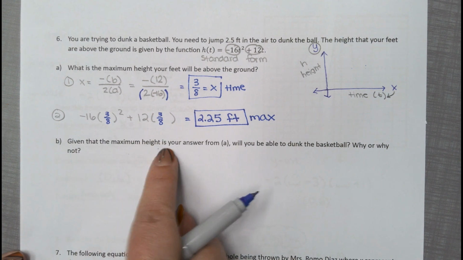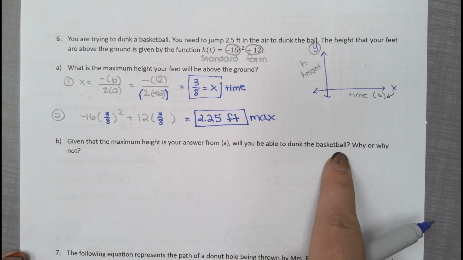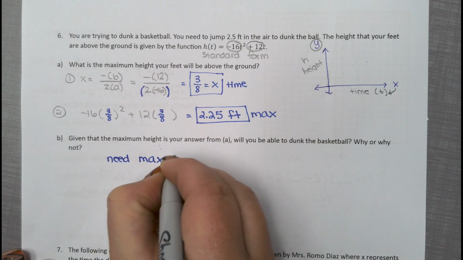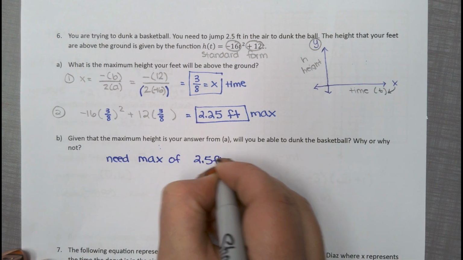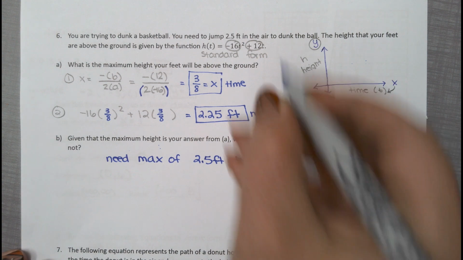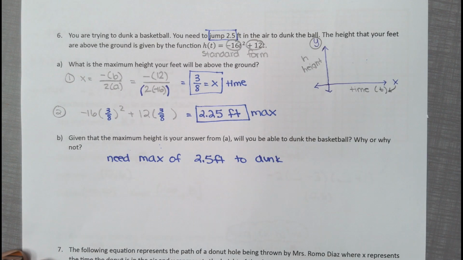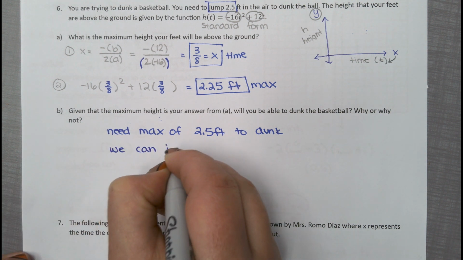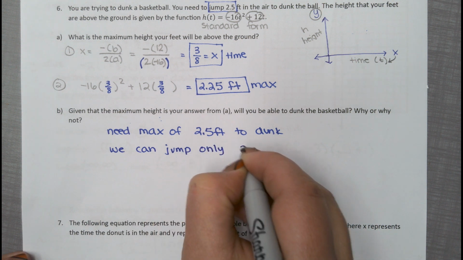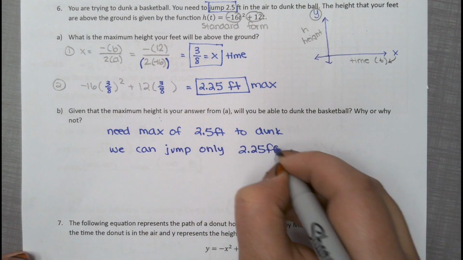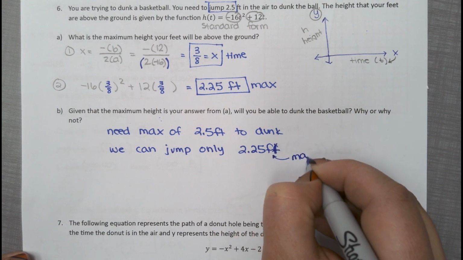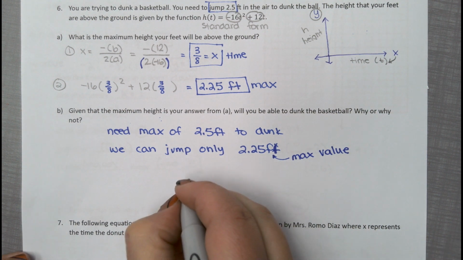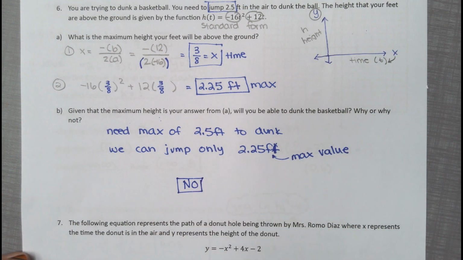Given the maximum height from your answer in A, will you be able to dunk the basketball? Why or why not? We need a maximum of 2.5 feet to dunk. They told us that here. We need to jump 2.5 feet. We can jump only 2.25 feet because that's our max value. So to answer the question, can you dunk the basketball? Unfortunately not. No, you cannot do that.